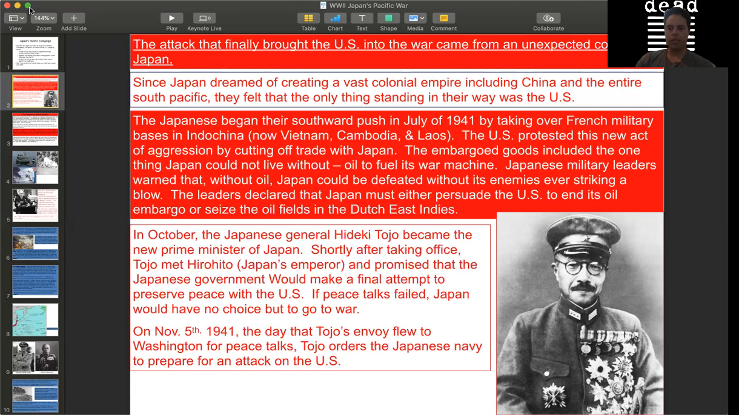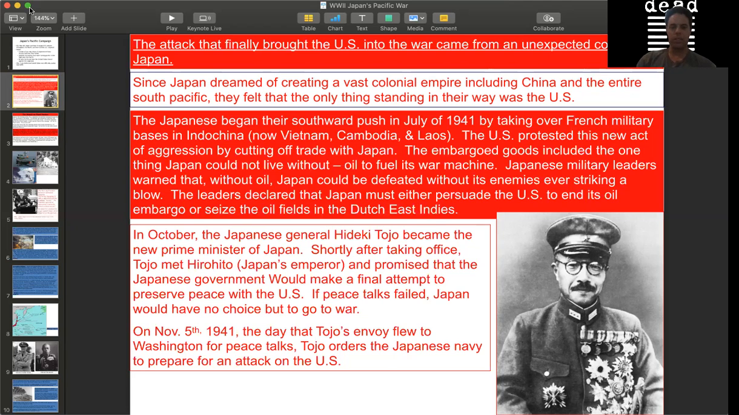The US protested this new act of aggression by cutting off trade with Japan. As we know, Japan is a very small island, and so therefore can't really support itself for goods, and so this was a big blow to the Japanese. The embargoed goods that the Japanese could no longer get from the Americans was one that they could not live without, and that was oil. They needed oil to fuel their war machine, specifically for plane engines, for aircraft carriers, for other military ships, and so this was extremely problematic.